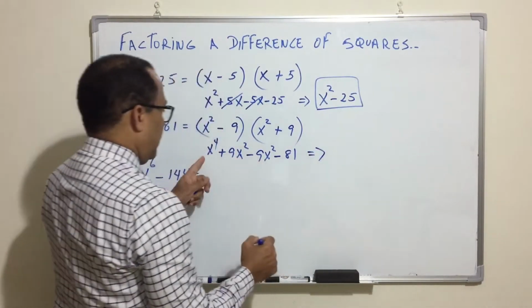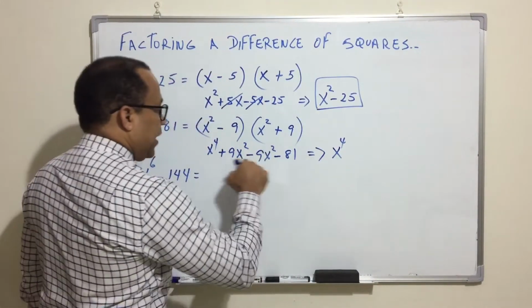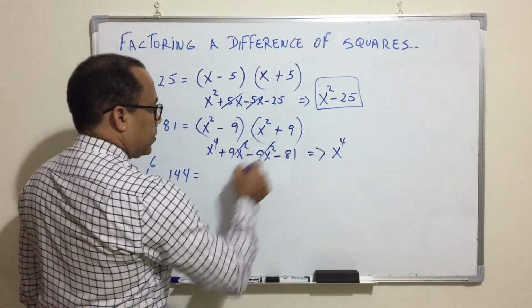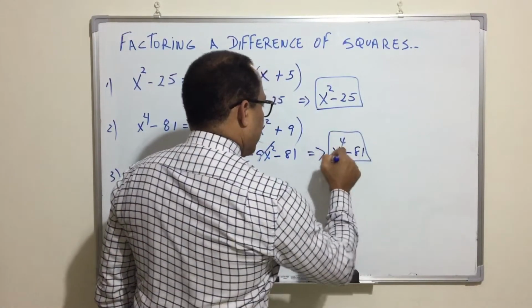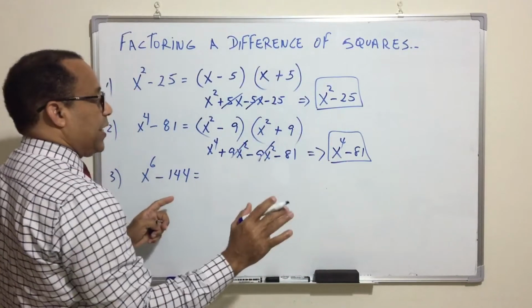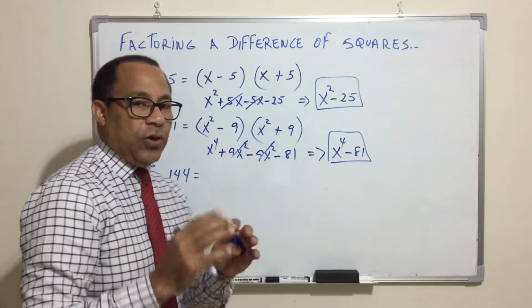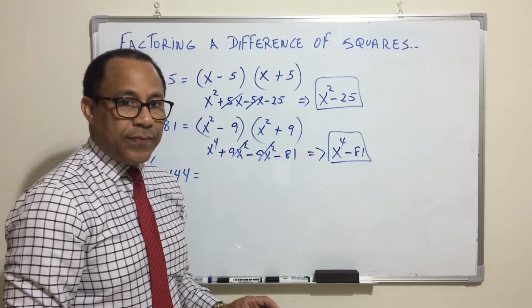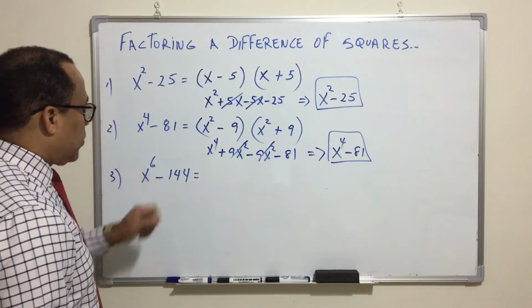Result: x to the fourth, I'll bring it down. 9x to the second minus 9x to the second, they subtract, it equals 0, they cancel, right? And then just copy the negative 81, and here we got the result, which is the same as our difference of squares. It means that this factoring is correct. Remember that we are doing the FOIL method in order to prove that our factoring is correct. Our last exercise says x to the 6 minus 144.